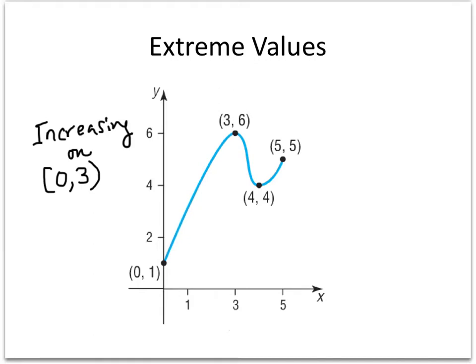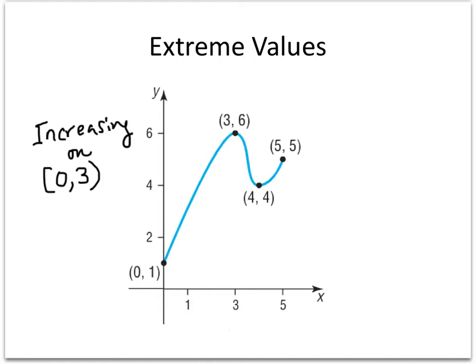Now notice that we're a little bit specific about the endpoints here. At the point x equals 3, technically the function isn't increasing there anymore because the function has leveled out, it has stopped increasing, and it's about to start decreasing. So we include 0 because the function is clearly increasing there, but we don't include 3 because that's right at the point where my function has stopped increasing.